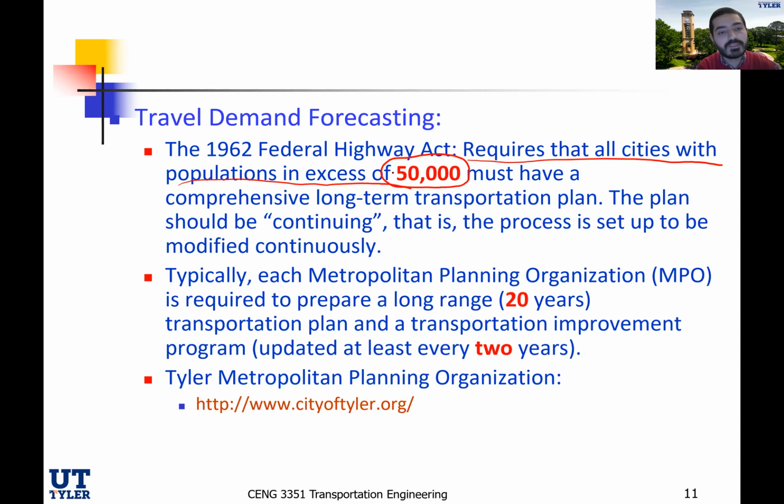And of course, every single city that's more than 50,000 people is supposed to have an MPO, which is a Metropolitan Planning Organization. By the way, one of the things I sometimes hit on in the exams are acronyms. We use them a lot, and typically I would like for you to know what these acronyms are. Sometimes you can hear about them in exams or interviews. So MPO is a Metropolitan Planning Organization. Please go ahead to the City of Tyler website and you can read more about it on the website.